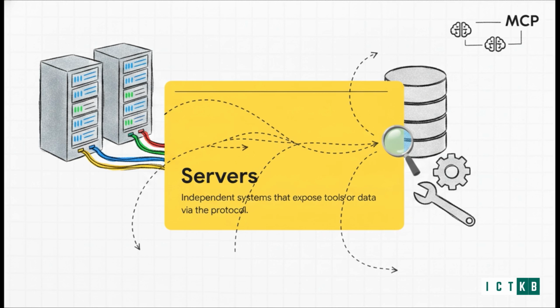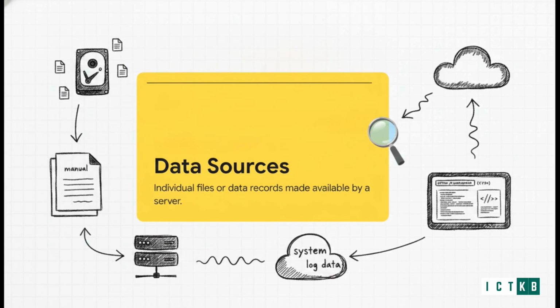The key thing to remember here is that each of these servers runs completely independently, and they just expose their capabilities outward using the MCP protocol. Coming in third, we have the data sources. So, if the client is the orchestrator and the server is the provider, then the data sources are the actual tangible assets being requested. We're talking about the specific individual files or data records that a server makes available.